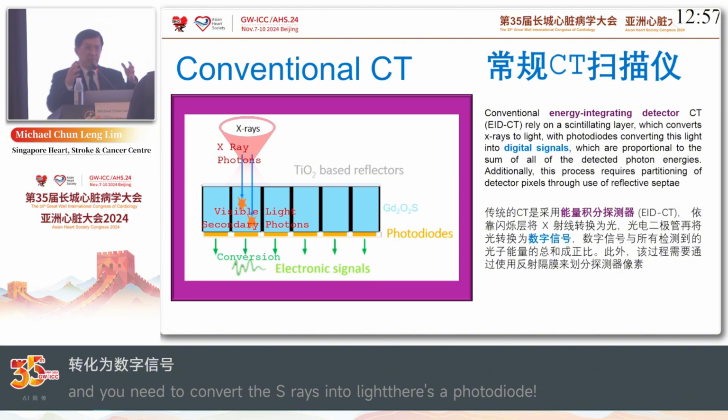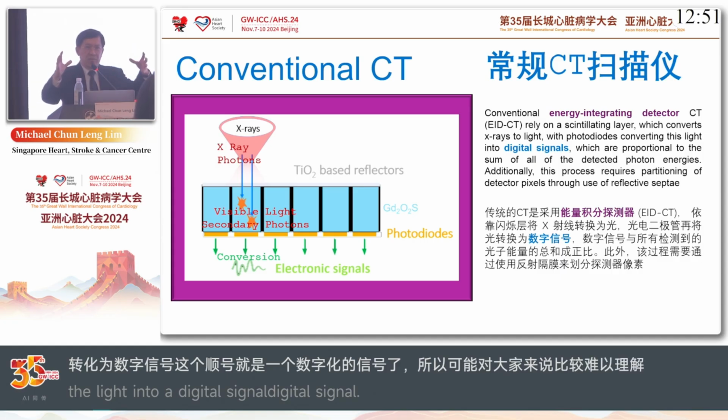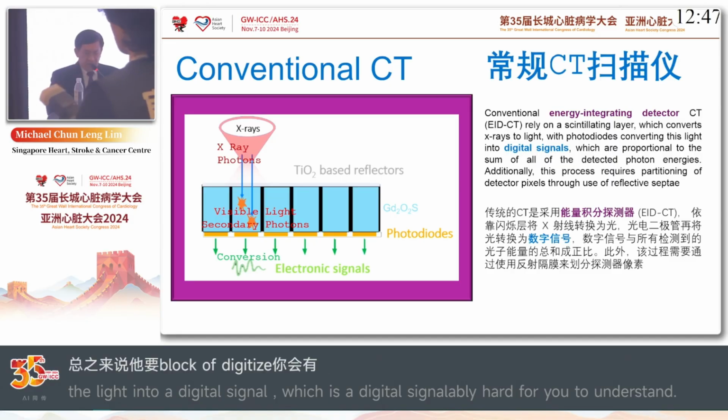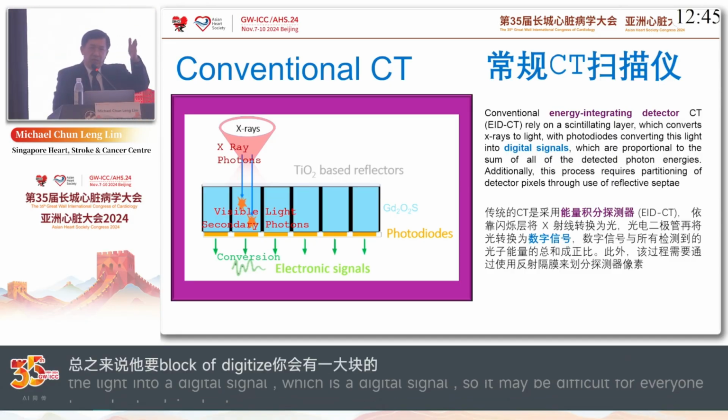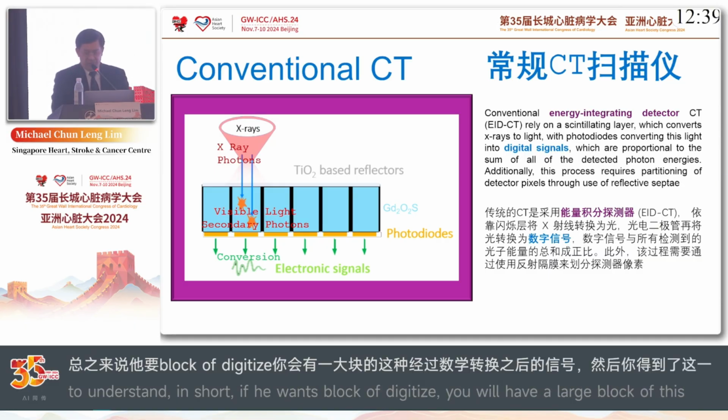It may be difficult for you to understand, but it's like you have the entire image in a block of digitized mathematical signals. After that, you can chop it in different ways and different directions to actually get the image in a 3D fashion.